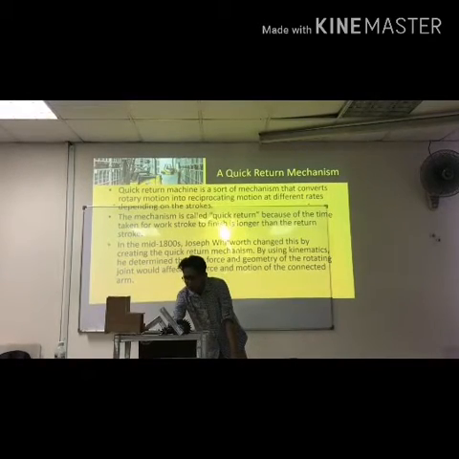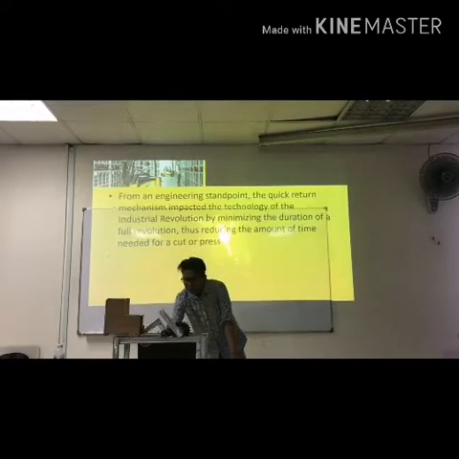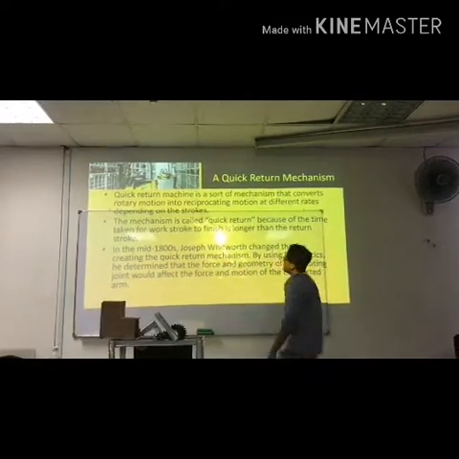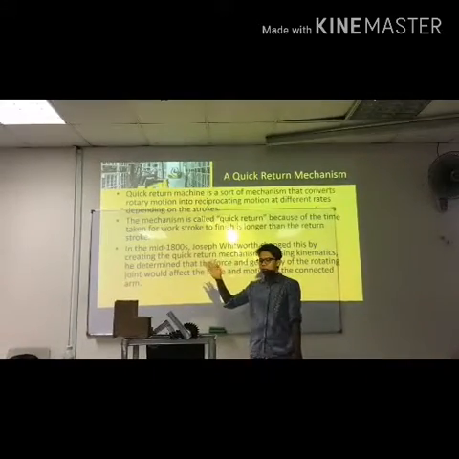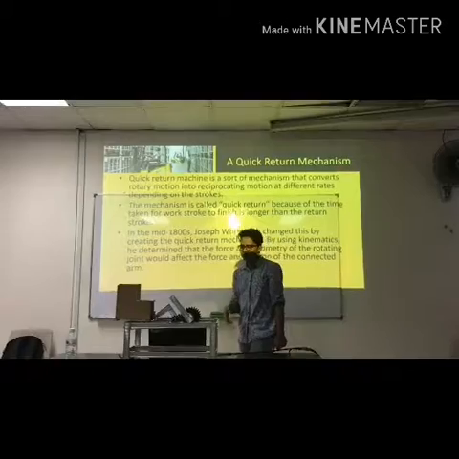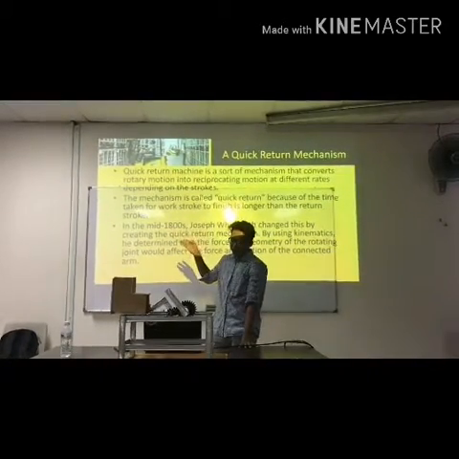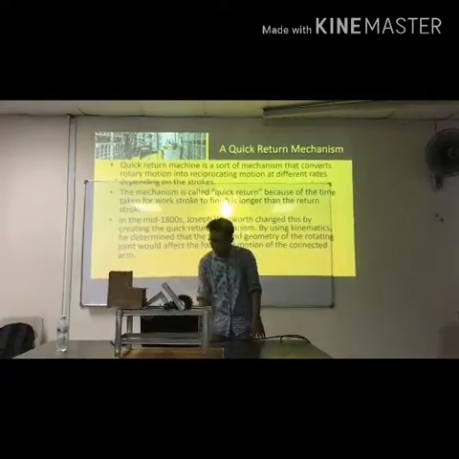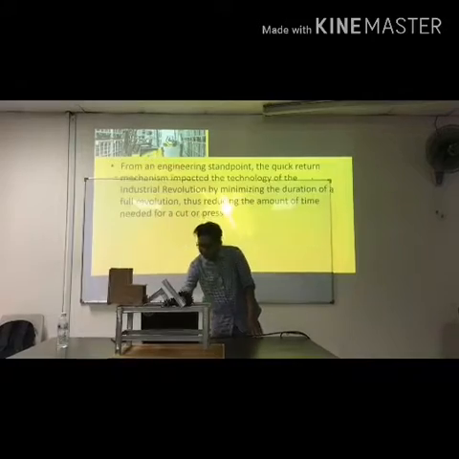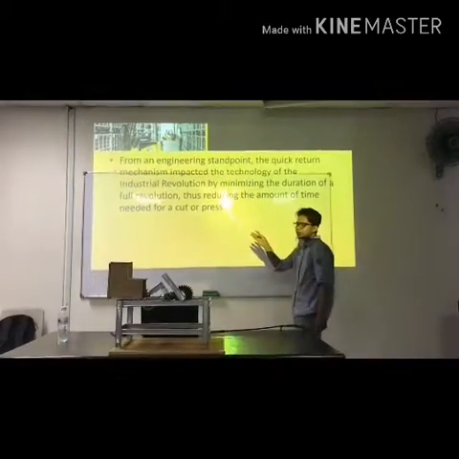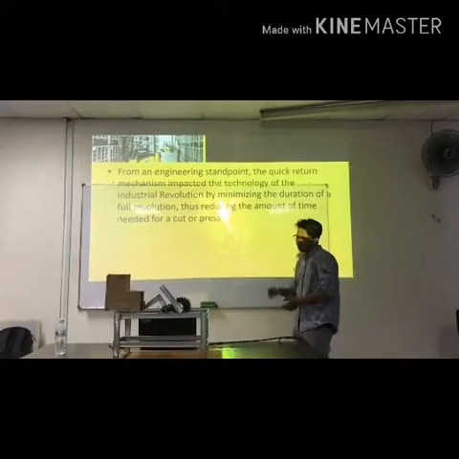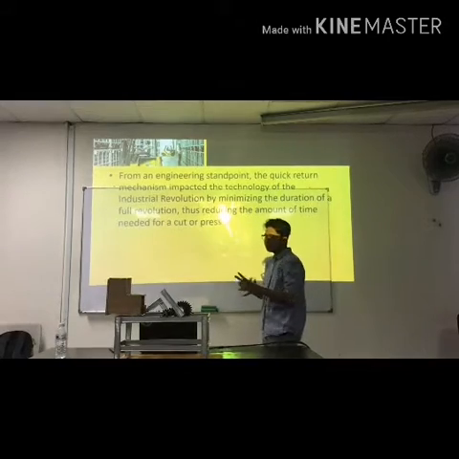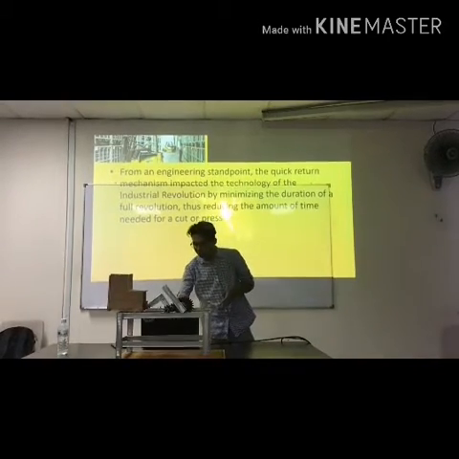Next, I will talk about the quick return mechanism for the literature review. Firstly, the quick return mechanism is a sort of mechanism that converts a rotary motion into reciprocating motion at different rates. It is called quick return because the time taken for the work stroke to finish is longer than the return stroke. From an engineering standpoint, the quick return mechanism impacted the technology of the industrial revolution by minimizing the duration of a full revolution, thus reducing the amount of time needed for a cut or press.